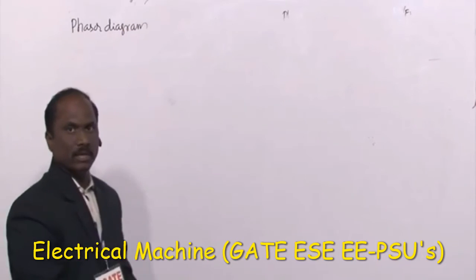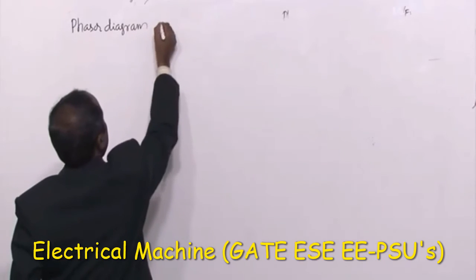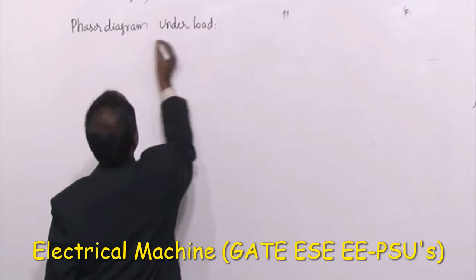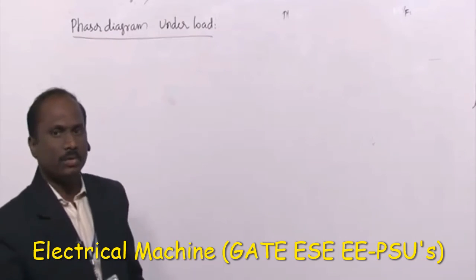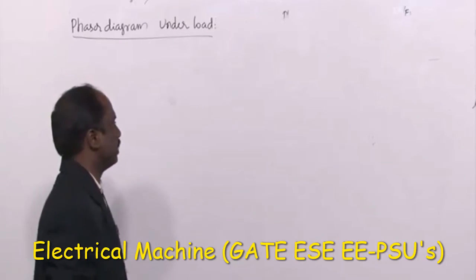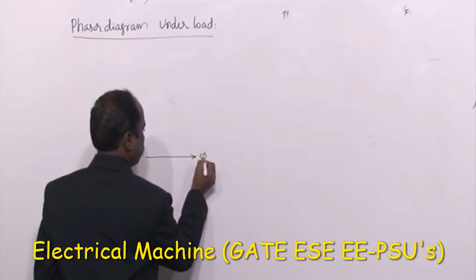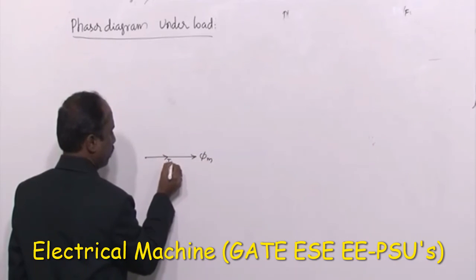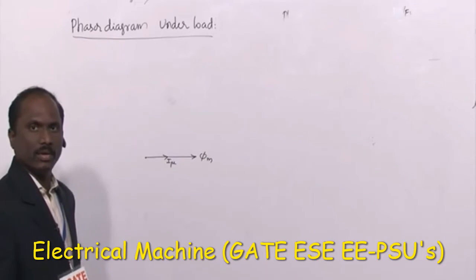Phasor diagram under loaded conditions. So as usual, we are taking phi m as the reference here. If you listen carefully, this is most important. This is phi m. In the same direction of phi m, we have a magnetizing current I mu or I phi, whatever it may be.